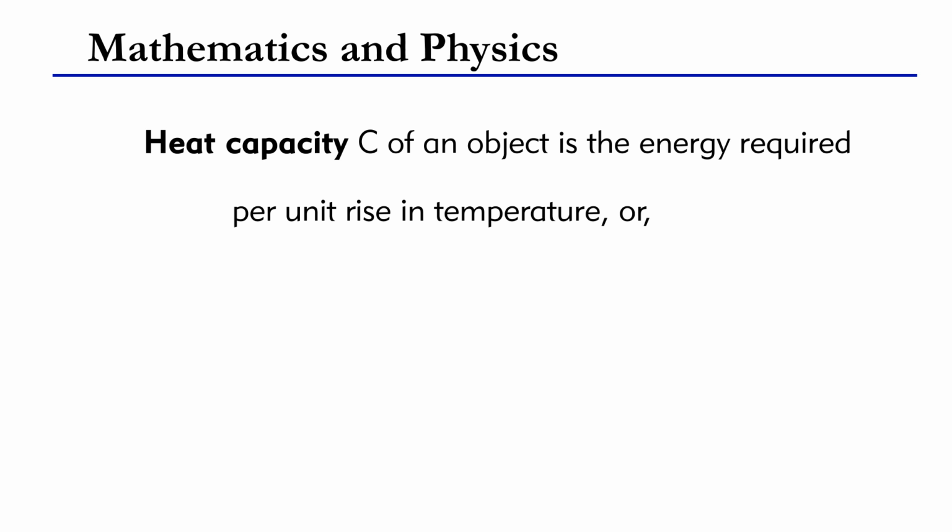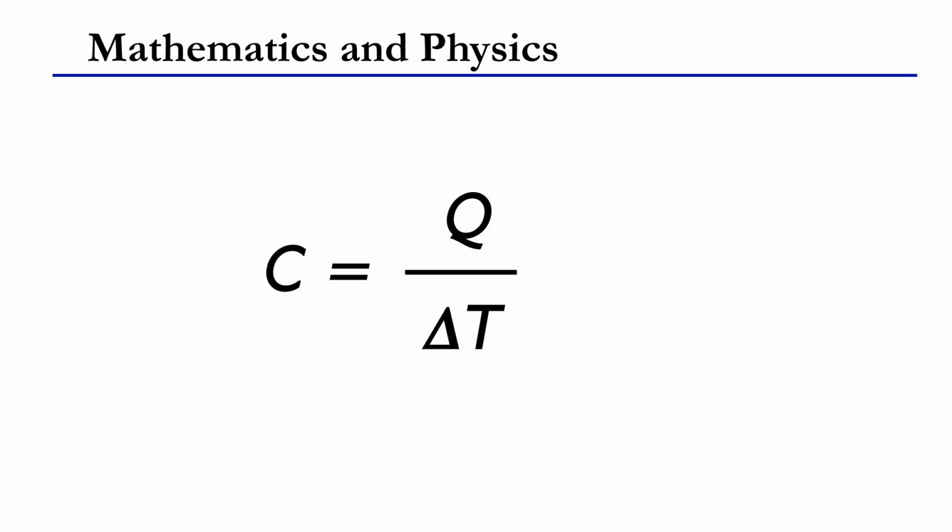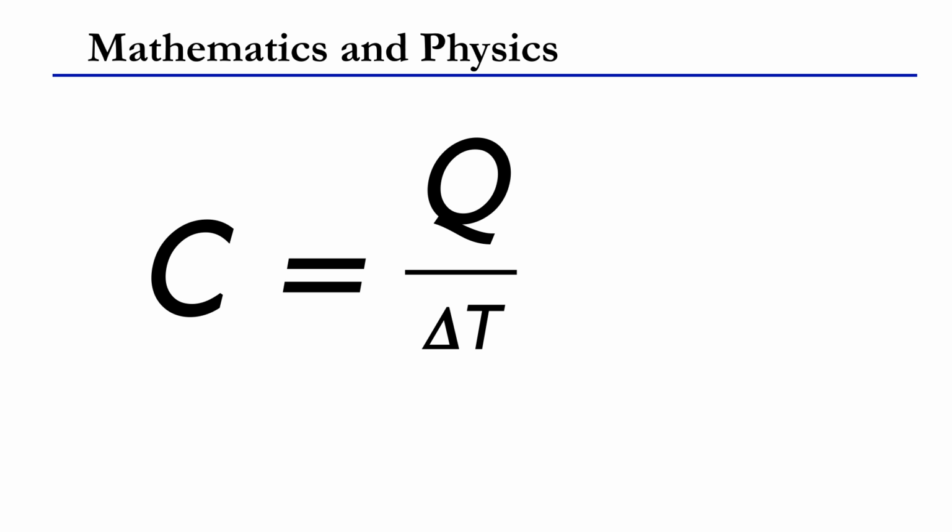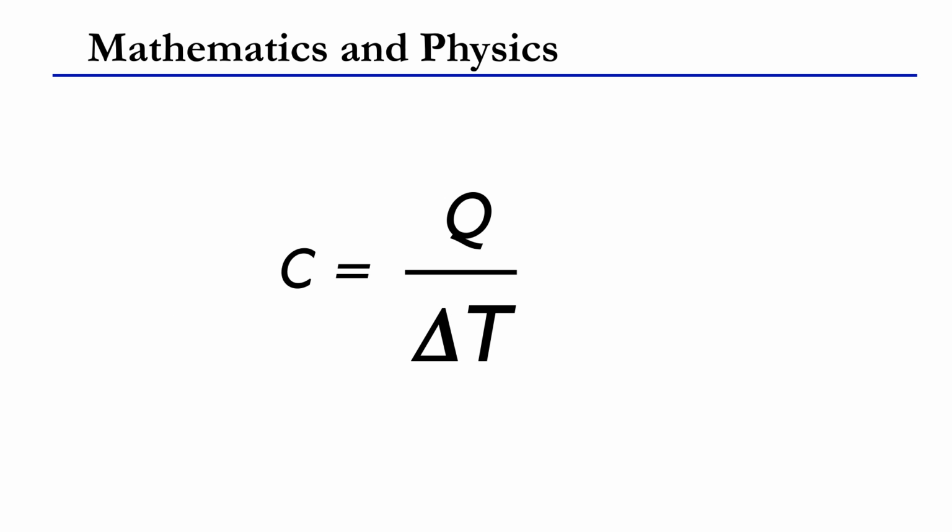per unit rise in temperature, or in more simple terms, 1 degree Celsius rise in temperature. Mathematically, C is equal to Q over delta T, where Q is the heat transfer and delta T is the temperature change. If you look at this equation purely from the view of mathematics, without taking into account the physical meaning behind, you may come to a conclusion that an increase in Q will cause an increase in C. Similarly, an increase in delta T will cause a decrease in C.